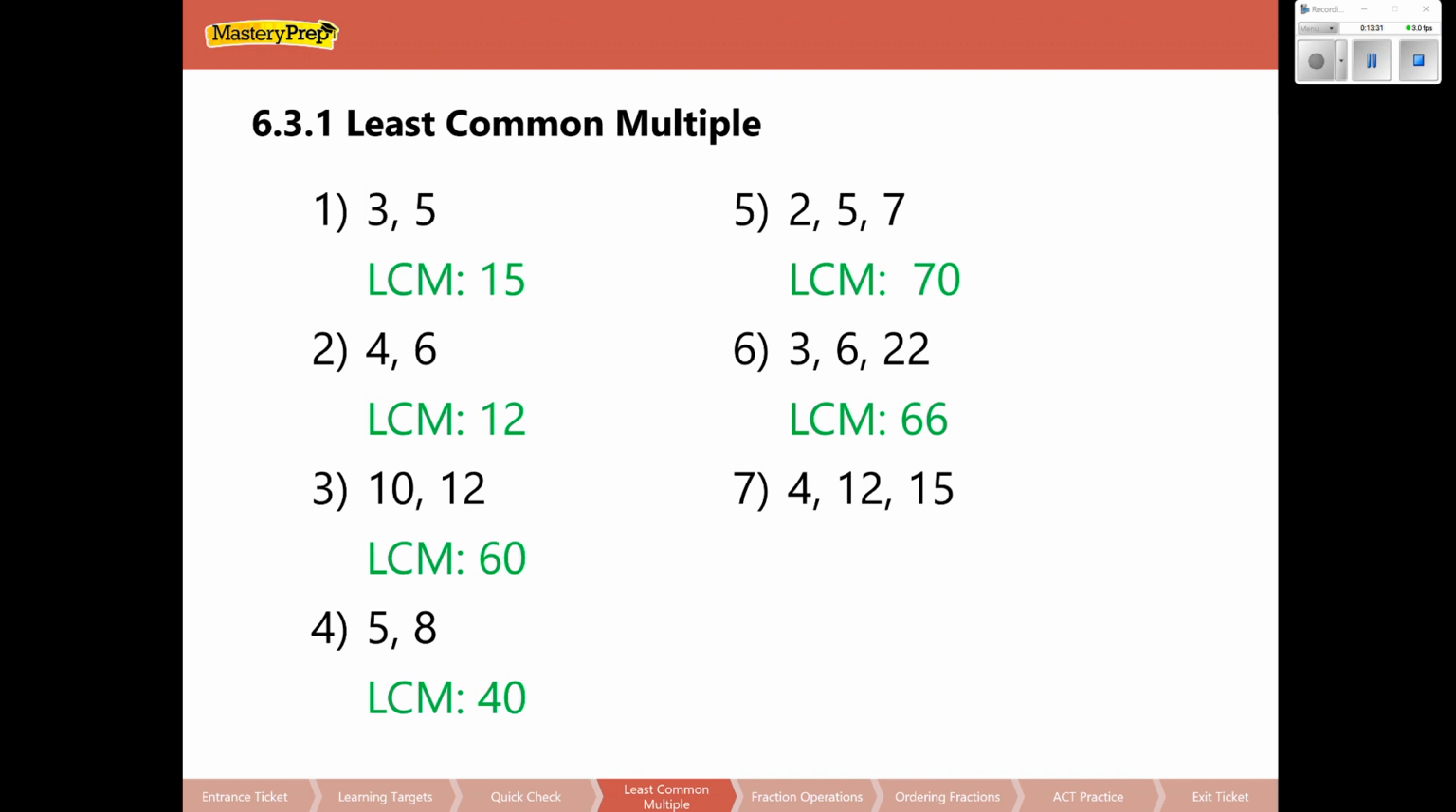So looking at this here, what do you think the least common multiple between 4 and 12 is? 12. So really we're looking at, because the smallest number I can make both 4 and 12 into is 12 itself, which will give us a least common multiple of 60.